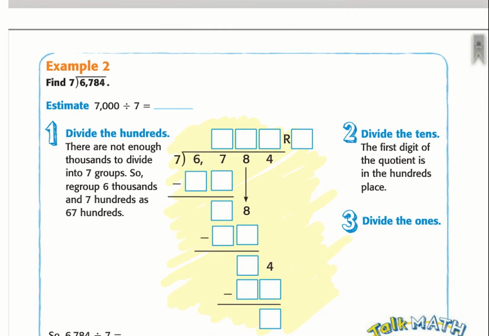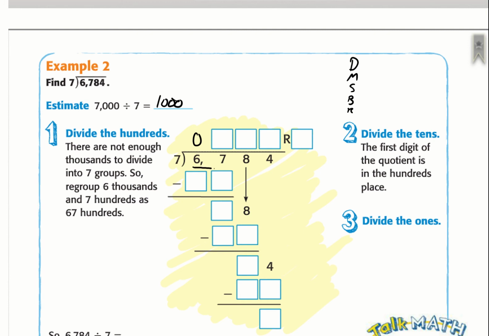Example 2, 6,784 divided by 7. So we're going to estimate, answer should be close to 1,000. So like last time, 7 cannot fit into 6. So 7 goes into 6 0 times. Divide, multiply, subtract, bring down, repeat.